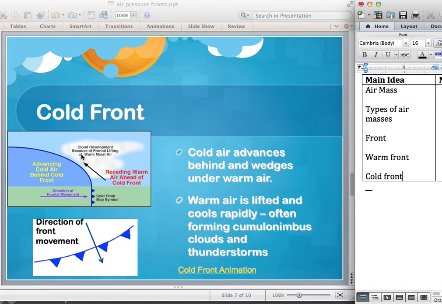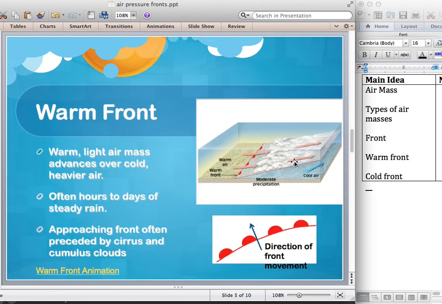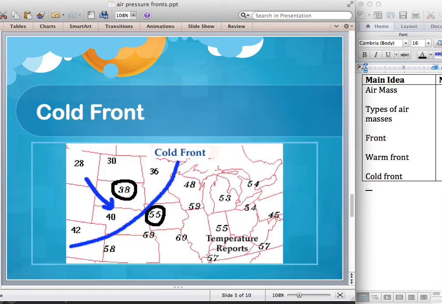So in both of these, the warm and the cold front, the warm air is getting pushed up, but here it gets pushed very quickly upwards, almost vertically. Whereas in the warm front, it got pushed up much more gradually, and the moisture had time to come out over a couple days. If we look at the map, a cold front, when it comes in, the temperatures are going to drop. So on this side of the cold front, you can see temperatures much lower than temperatures on this side of the cold front.